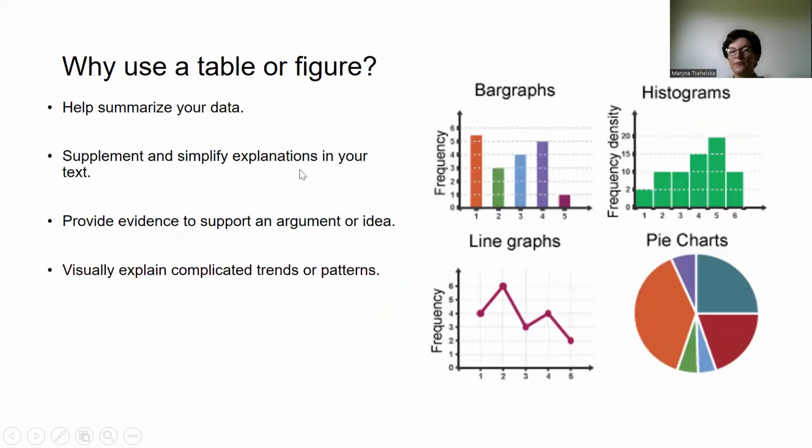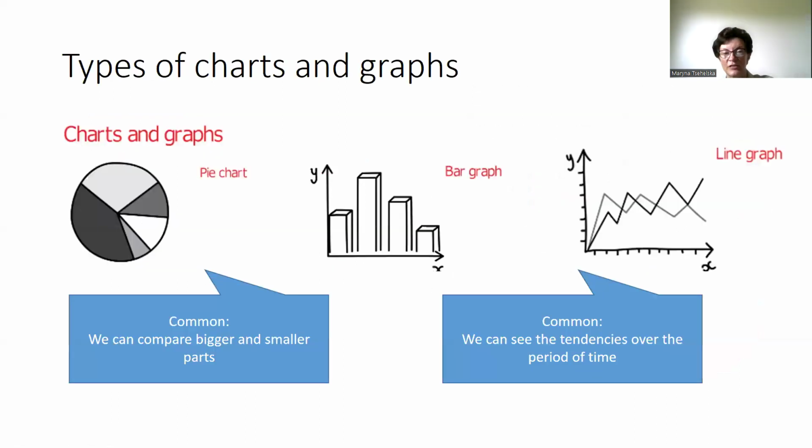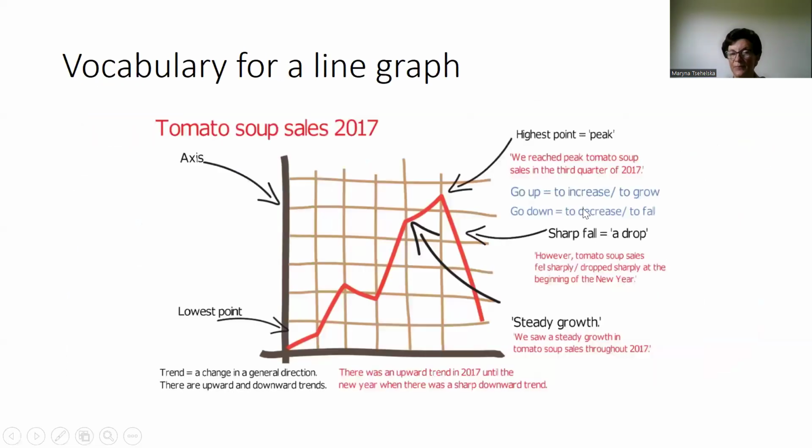So at first, what is a figure or a table? We can talk about bar graphs, line graphs and pie charts, only three of them today. You see that pie charts can compare bigger and smaller parts. With bar graphs, we can talk about the tendencies during some time. Let's start with a line graph.